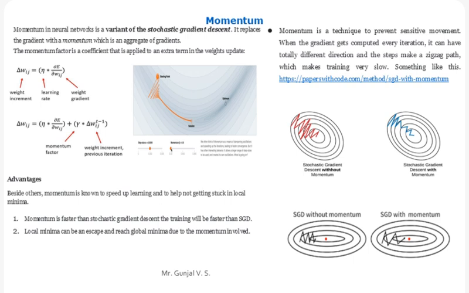Momentum in neural networks is a variant of stochastic gradient descent. It replaces the gradient with a momentum, which is an aggregate of gradients. The momentum factor is a coefficient that is applied to an extra term in the weights update. Besides other benefits, momentum helps to speed up learning and makes training faster than SGD. Local minima can be avoided as we reach the global minima due to the momentum involved.